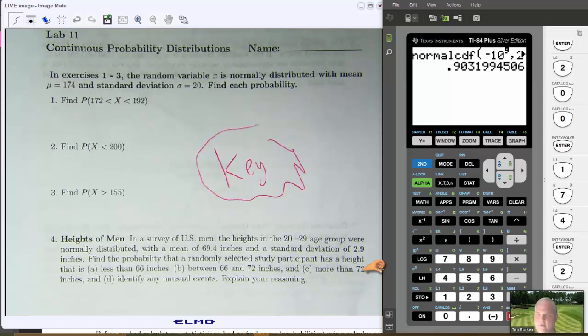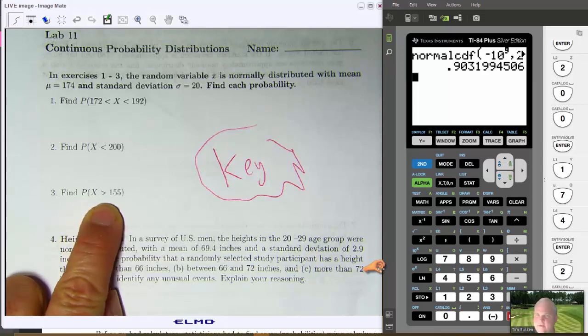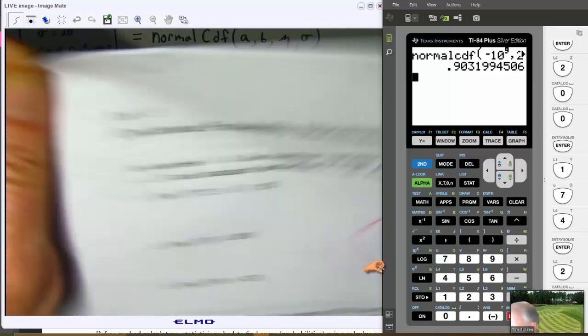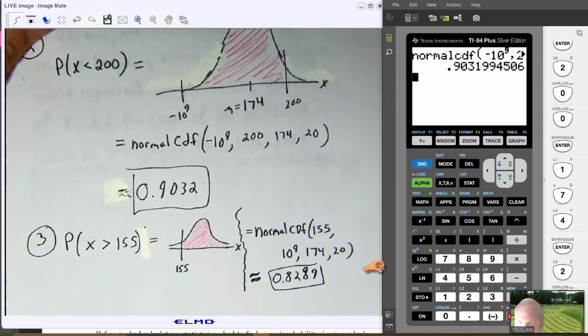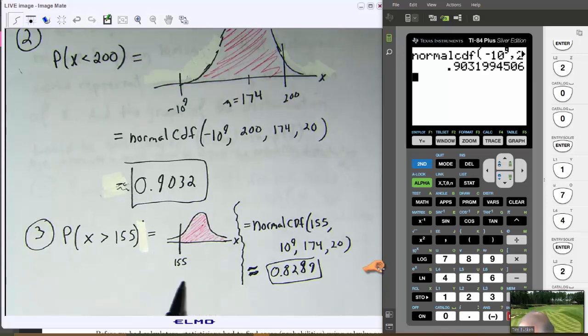Moving right along to question 3. Question 3 asks us to find the probability x is greater than 155. So we just need the area to the right of 155 since it's a greater than. And so our picture ought to look like this. 155 is less than 174. So we're locating 155 left of center in our picture. So once again, it's a greater than, and that's why we shade to the right. So our lower and upper boundaries will be 155 and 10 to the ninth.